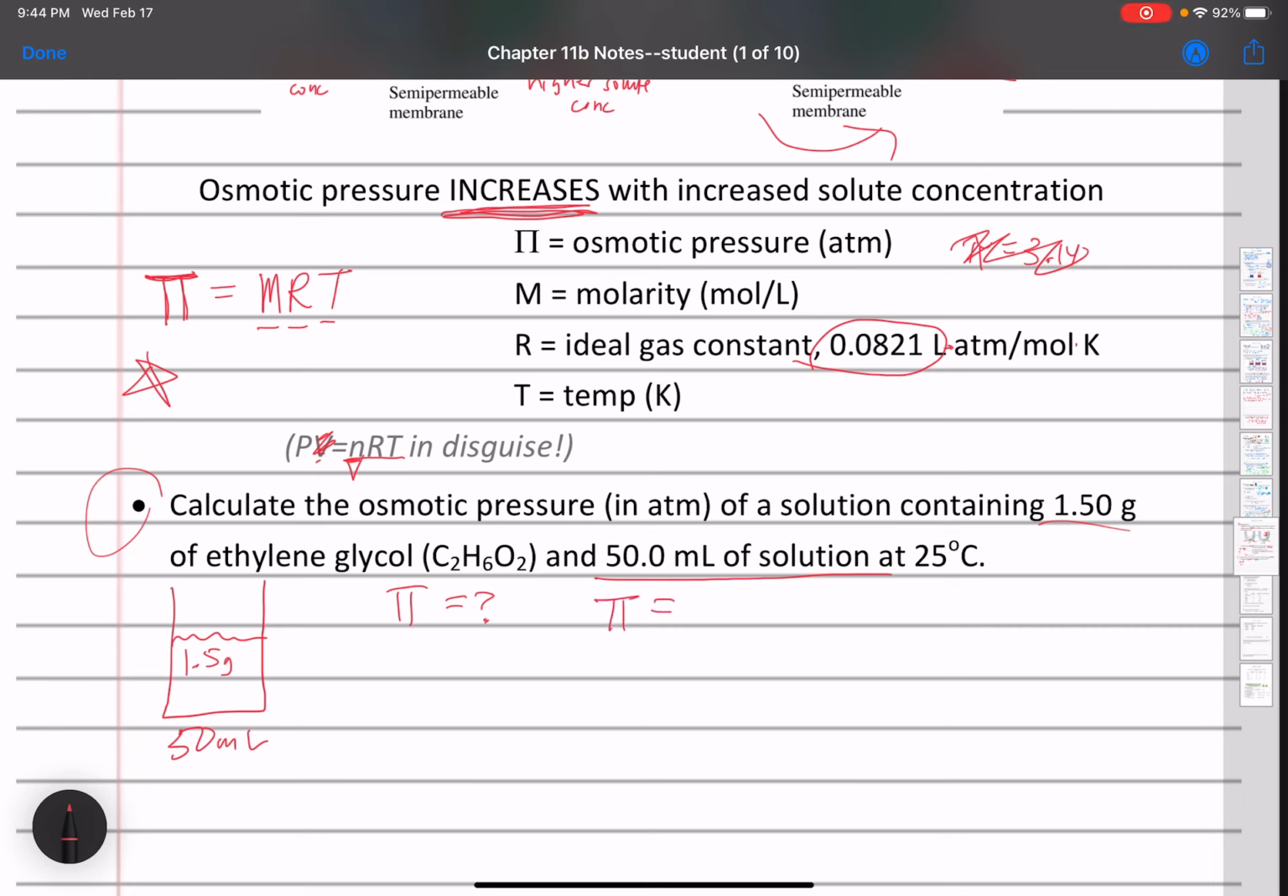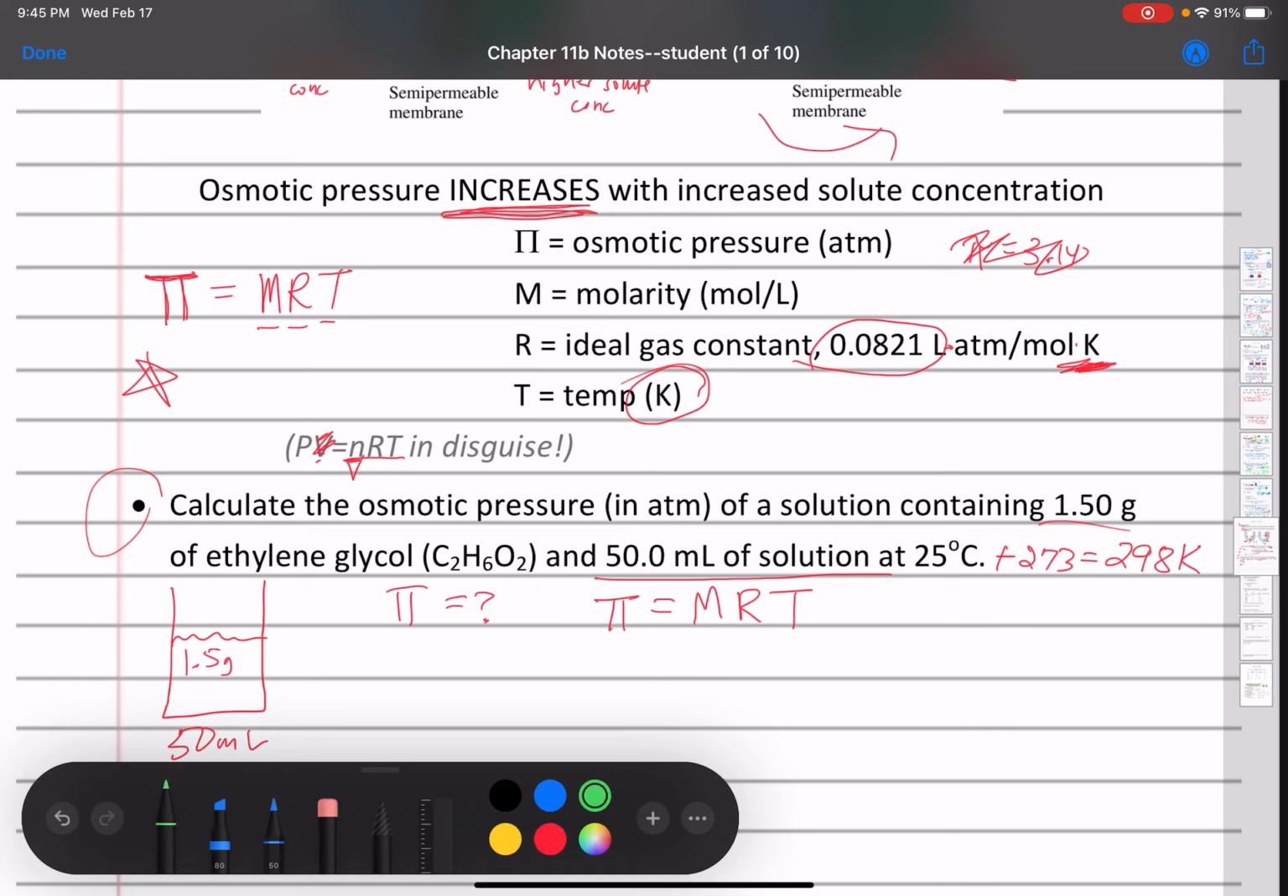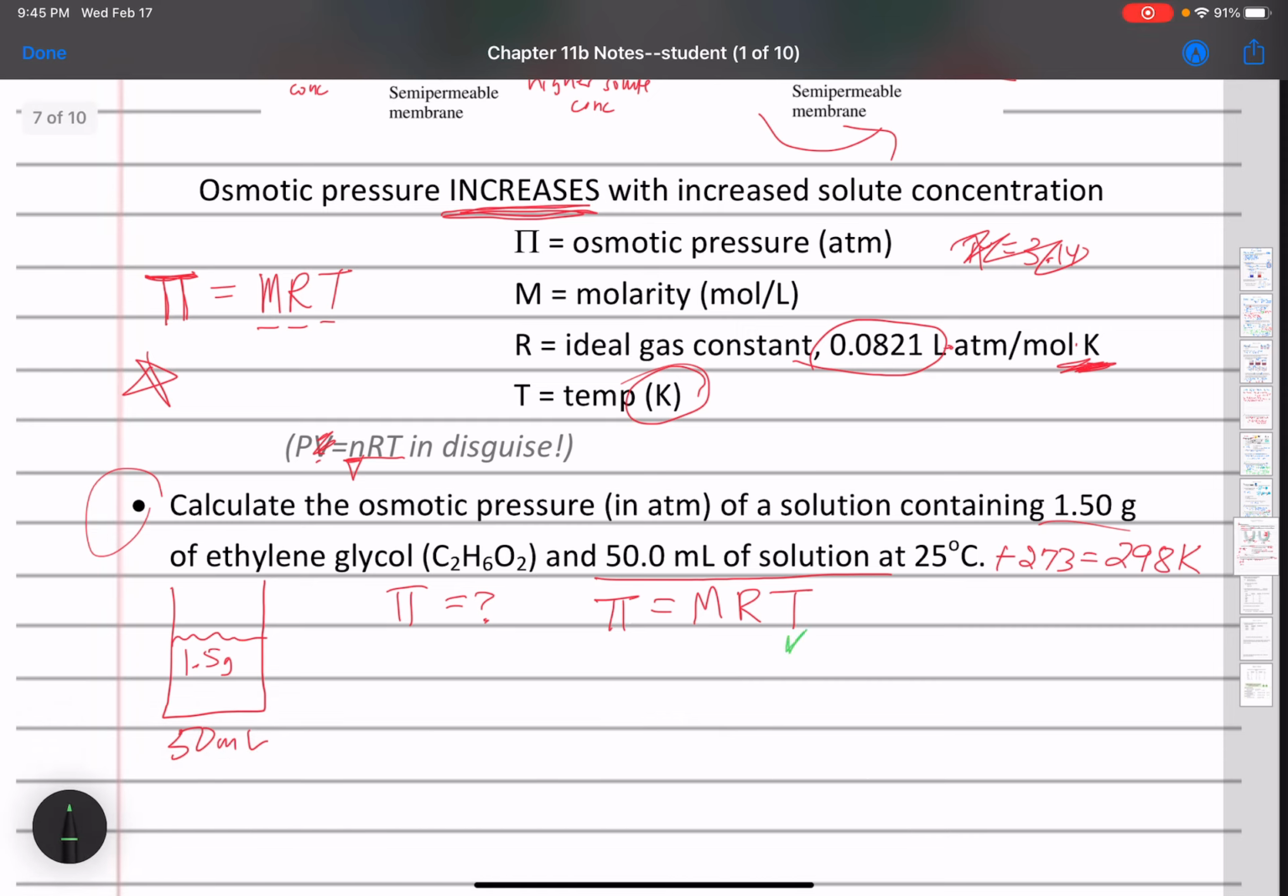So let's write the formula for osmotic pressure. It's molarity times the gas constant times the temperature in Kelvin. Remember, when we are using PV equals nRT, we're always using temperature in Kelvin, because our ideal gas constant has units of Kelvin, and we need those units to cancel out. So 25 plus 273, I'm converting that to Kelvin, is going to be 298 Kelvin. So I've got my temperature. I'm going to do my little check marks here. I know the temperature, I'm given that. I always know the gas constant, that's a given.